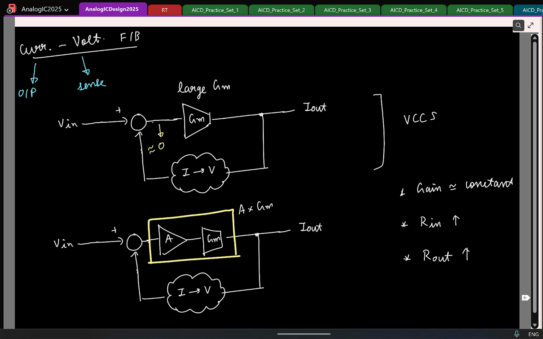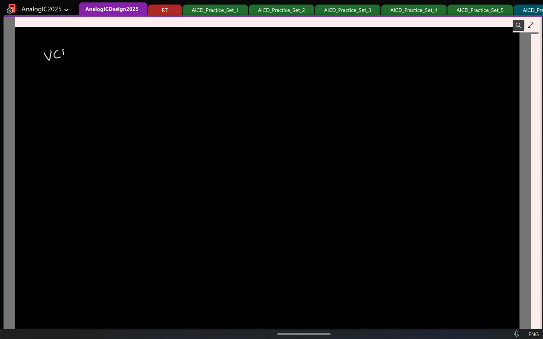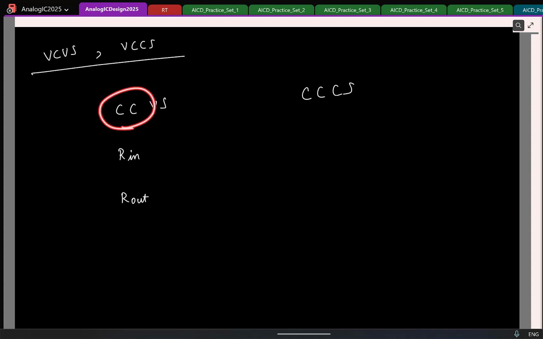So anyways, we saw basically 2 variants of this feedback. Similarly, you can have other variants. We saw voltage control voltage source and voltage control current source. Similarly, you can have current controlled voltage source. I'll not show it, I'll give it as practice problem for you to work out, it's not difficult. But here tell me what will happen to R in and R out. I am trying to make a current controlled voltage source. The input resistance should be small or large? Why?